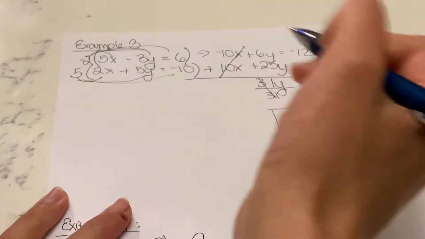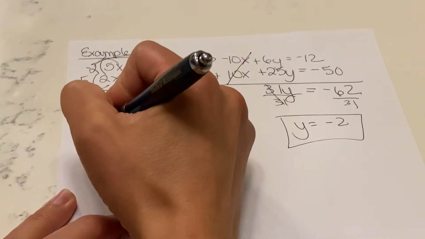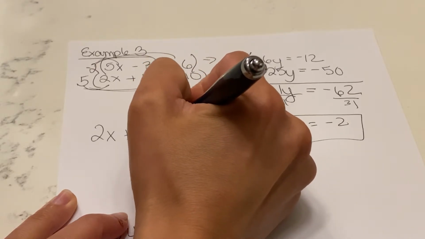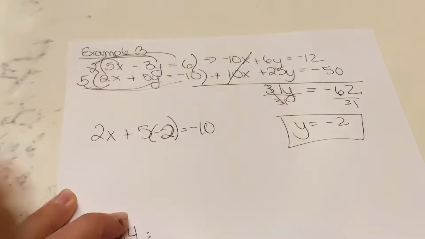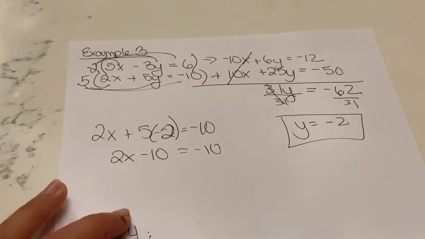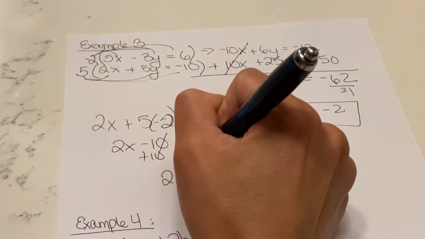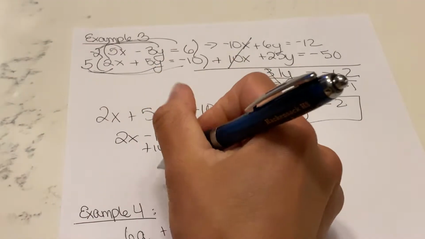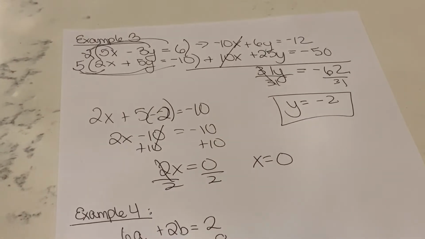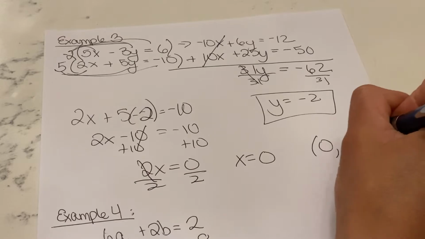All right, now plug it in to the original. So I'm going to plug into the second one. So 2x plus 5 times negative 2 equals negative 10. I get 2x minus 10 equals negative 10. Add 10 to both sides. I get 2x equals 0. Divide by 2. And I get x equals 0. So my point of intersection is (0, -2).